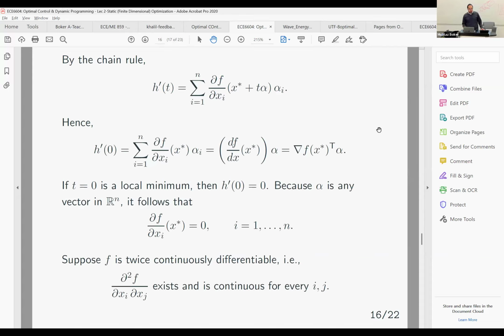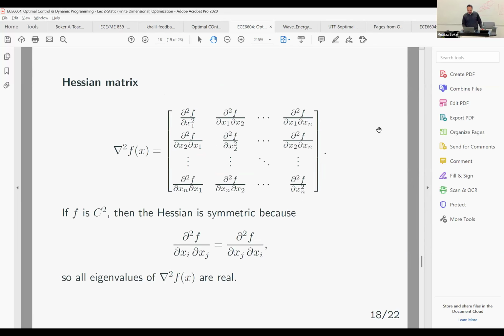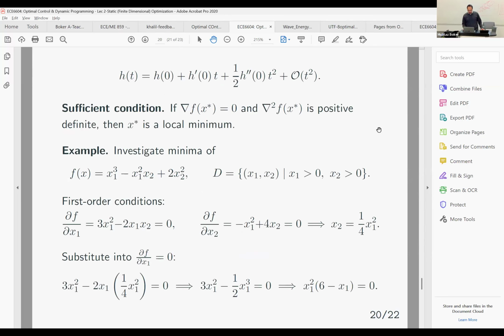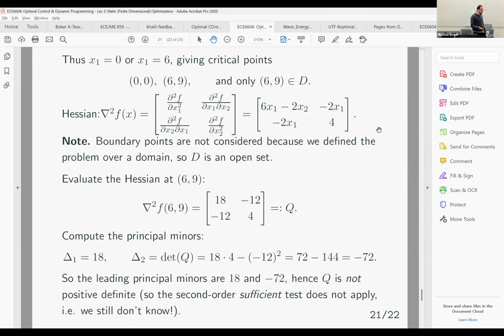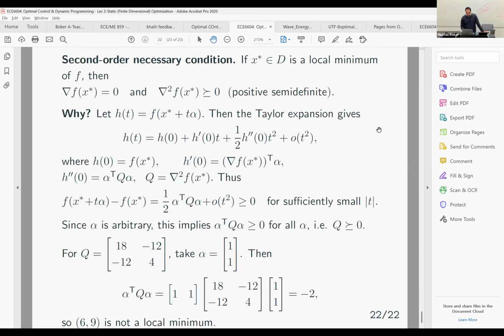All of us need to be familiar with these notions, because after all, optimal control is nothing but optimizing a function, right? So we want to find these minimum points, but in different, maybe complex ways. But this is the basic that we are going to build on.